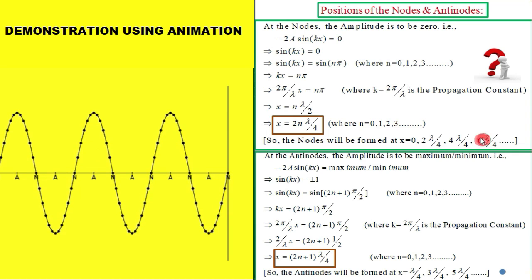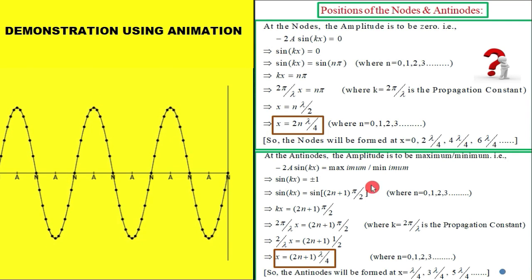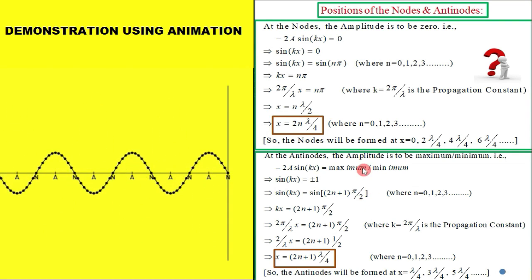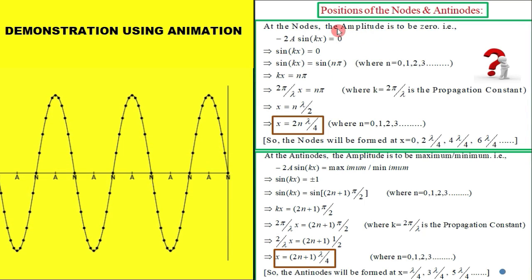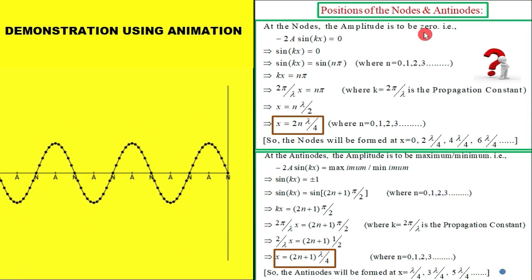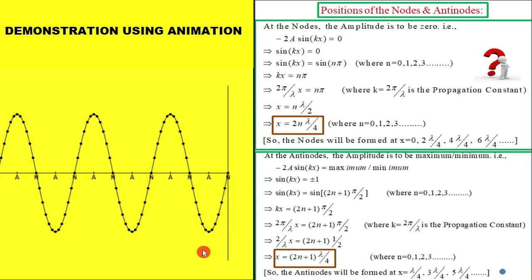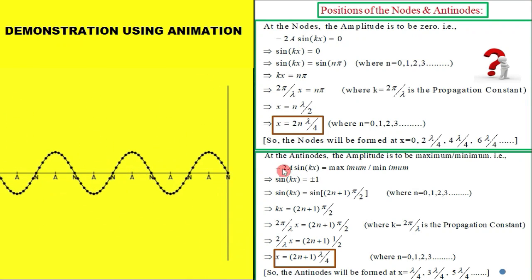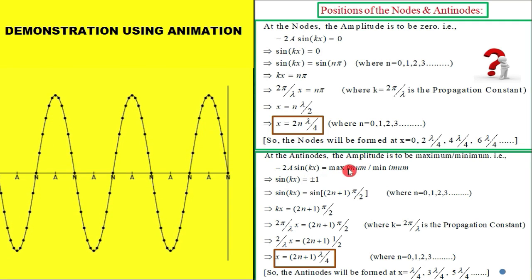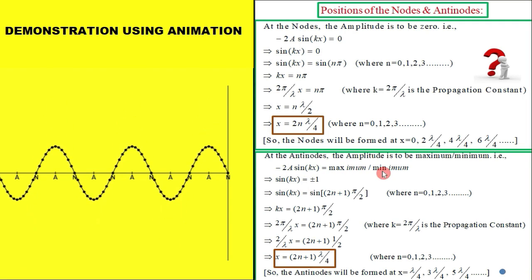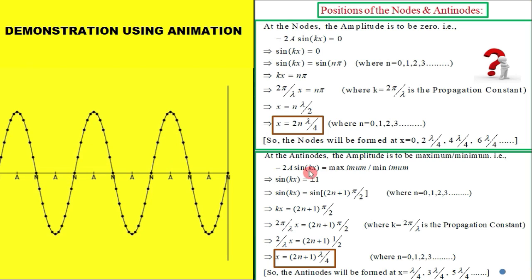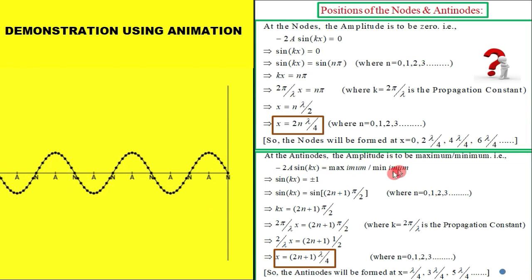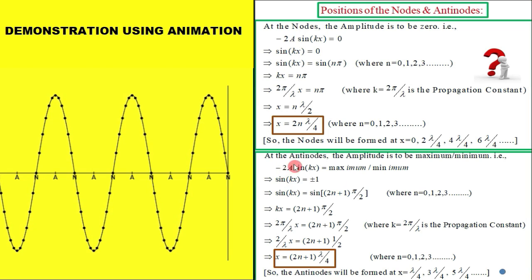Similarly, let us find the positions of antinodes. What is going to change here? Here we found nodes, so the amplitude had to be 0. But in antinodes, what is happening? The amplitudes are going to be maximum or minimum. So I have written that minus 2a sin kx is to be maximum or minimum. Now, if this is maximum or minimum, then obviously this is going to be maximum or minimum when sin kx is, because minus 2a is a constant.